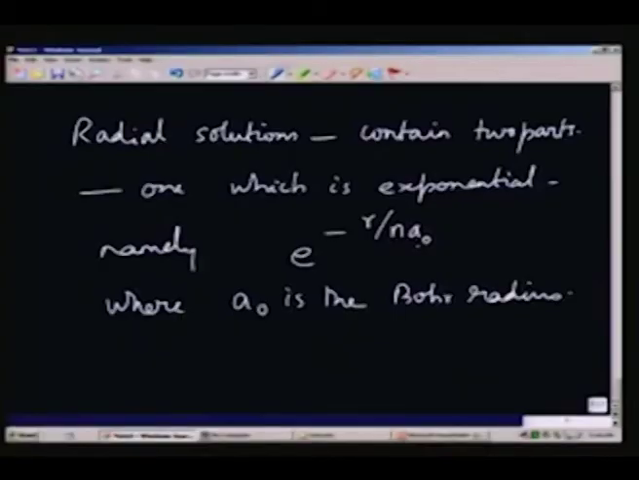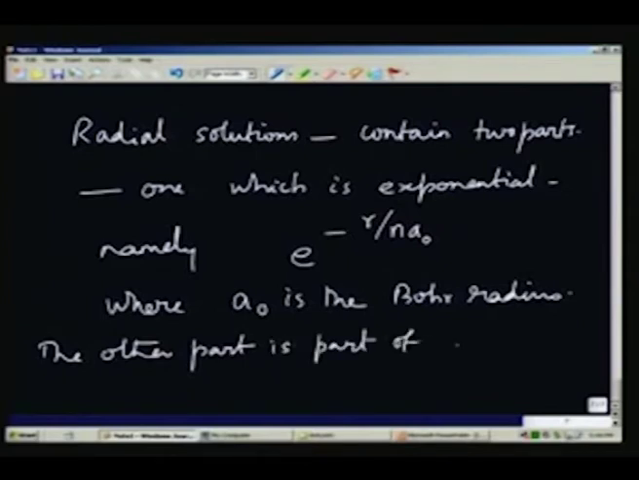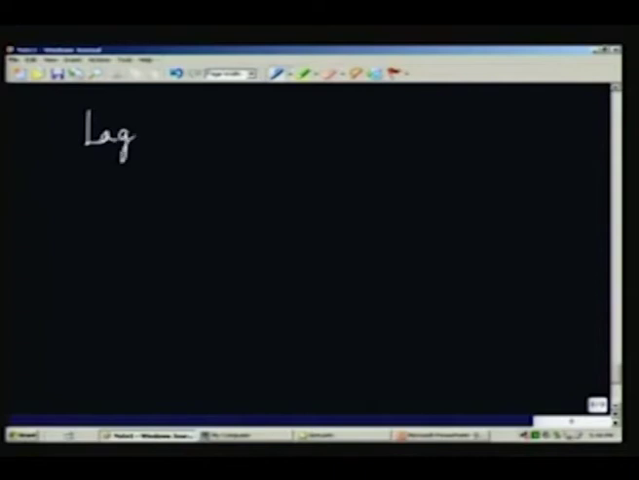But the thing is, the exponential now has an argument which is dimensionless, that is r by a naught, a naught being a constant radius, 0.53 angstroms if you want to know what it is, and the quantum number n is 1, 2, 3 etc. Okay. There is one part to the radial function. The other part is part of what is known as the Laguerre polynomials.